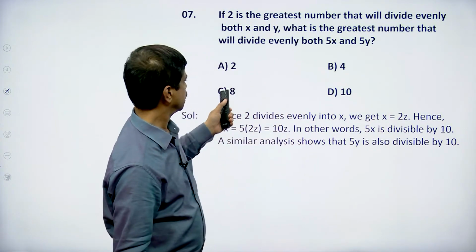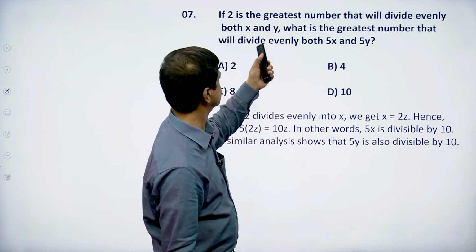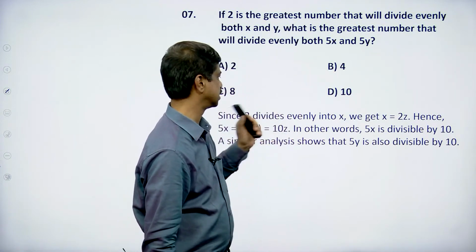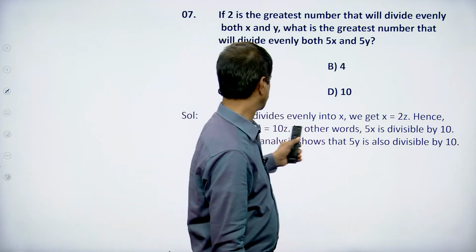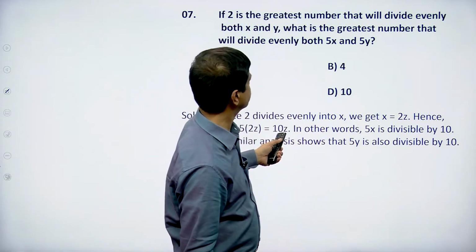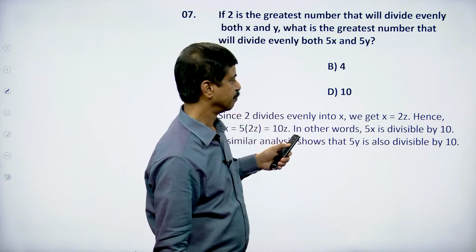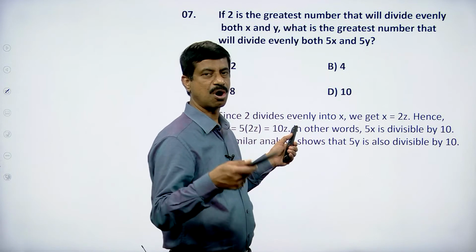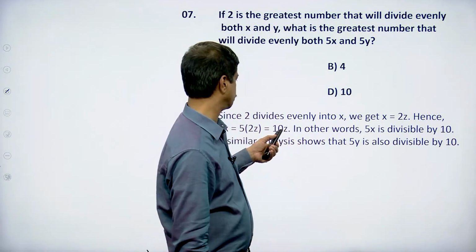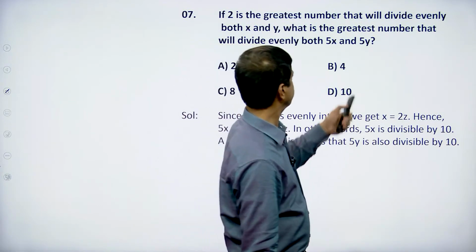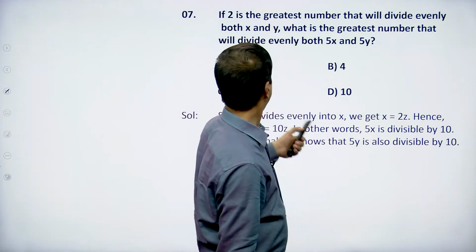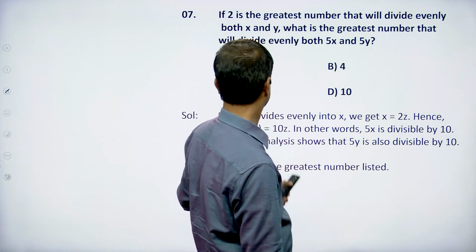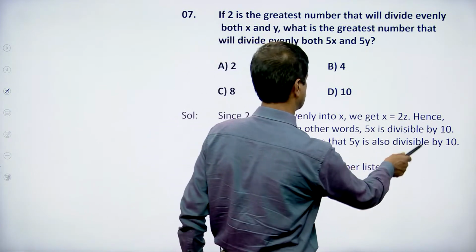So 5x is 5 into x, we know x is 2z, so 5x is 5 into 2z, that is 10z. So this should be divisible by 10, okay. Now this z may be a multiple of something odd or even, it doesn't matter, so this should be divisible by 10. So 5y, if you take 5 into y, so 5y is also divisible by 10.